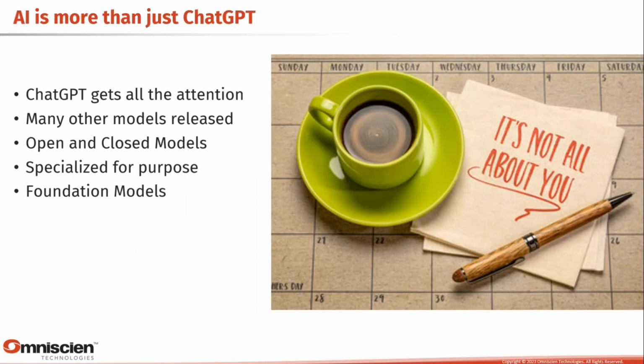Now, it's not all about ChatGPT, of course. ChatGPT gets all the attention. It's the darling. And all the drama around the recent firing of Sam Altman and others also makes it even more exciting and compelling. But there's many other models that have been released. There's open and closed models. There's specialized for a purpose models. But most importantly, there's foundation models. Now, foundation models come from organizations such as Meta, who have been providing some great models for people to build on with their Llama 2. But there's a whole range of other foundation models as well that you can find on places like Hugging Face and various other sources.